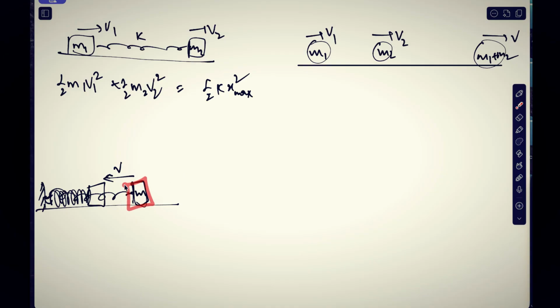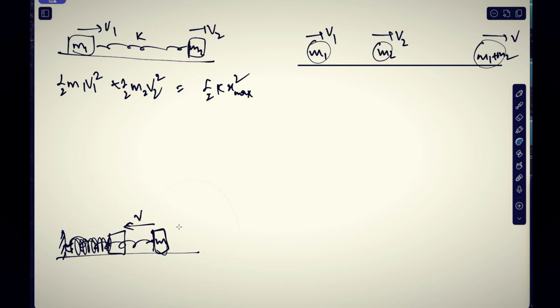Like here it is having how much momentum? mv. Here what is the momentum in the system? 0. But if it is kept on a smooth surface, is it possible for this system to have entirely 0 momentum? No. Momentum is conserved because there is no net external force acting on it. So certain momentum will be there always, right?